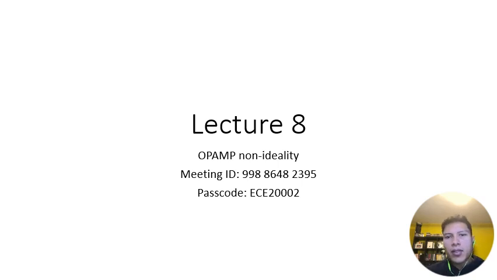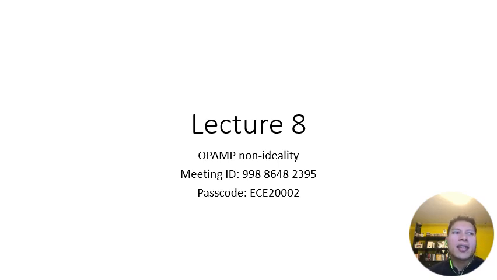Okay, so last lecture we introduced the op-amp and we looked at a number of sample circuits. Today we're going to look at a couple more circuits, and then we're going to see what happens when we deviate from ideality. So when we don't have an effectively infinite gain, and our input resistance is not infinite but very large, and our output resistance is not zero but very small. So that's the topic of today's lecture.